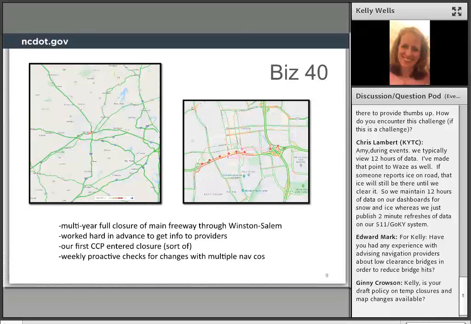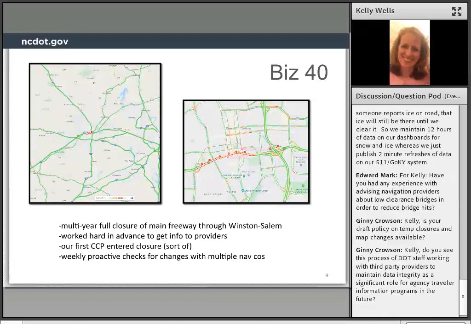But we have amazing Waze volunteers in our state, and they beat us to it. They put it in the day before, and we were like, wait, we wanted to do that. We wanted to have our first full Waze closure that we entered. But we also, for this project, do weekly proactive checks.